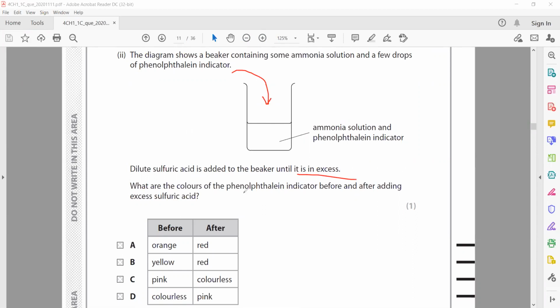What are the color changes of phenolphthalein? So phenolphthalein is pink initially, but when we add too much, all of the alkali is used up, it becomes acidic. So in acidic it is colorless.